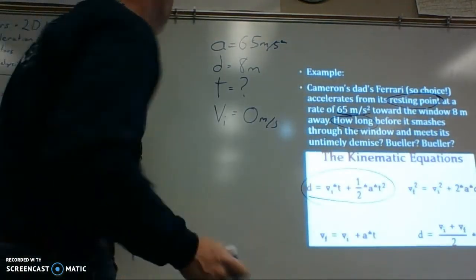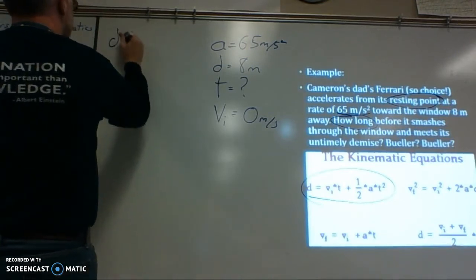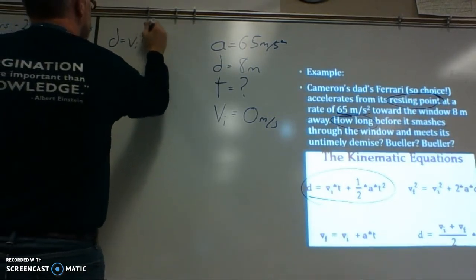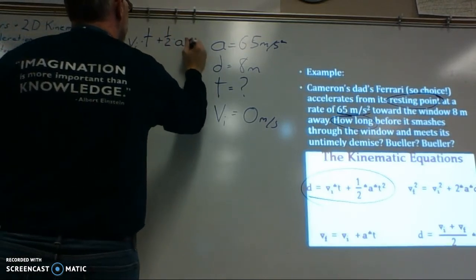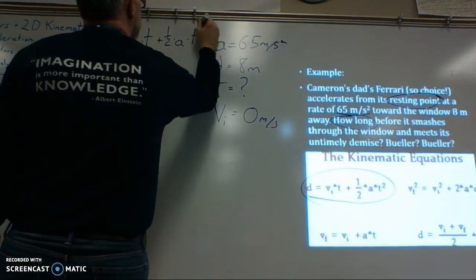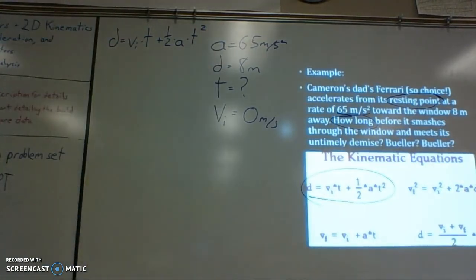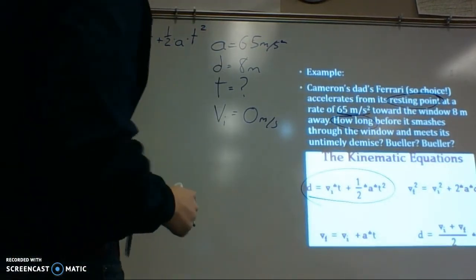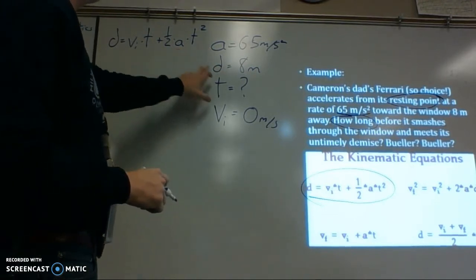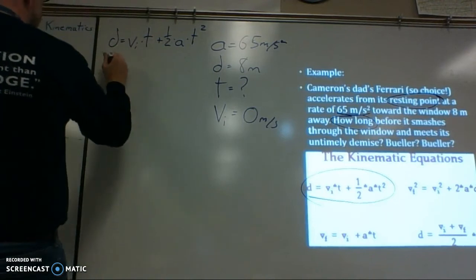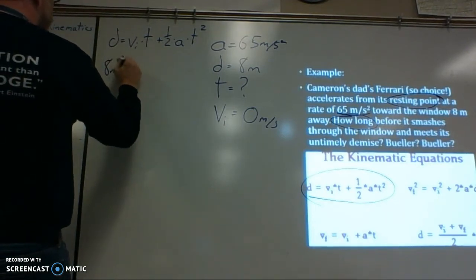Now, for those of you who can't see it, I'll go ahead and write it up here. Distance equals initial velocity multiplied by time plus 1/2 times the acceleration times time squared. All right, so now I can plug in those variables. 65 meters per second squared is my acceleration. My distance is 8 meters. Let's go ahead and plug that 8 meters in over here.